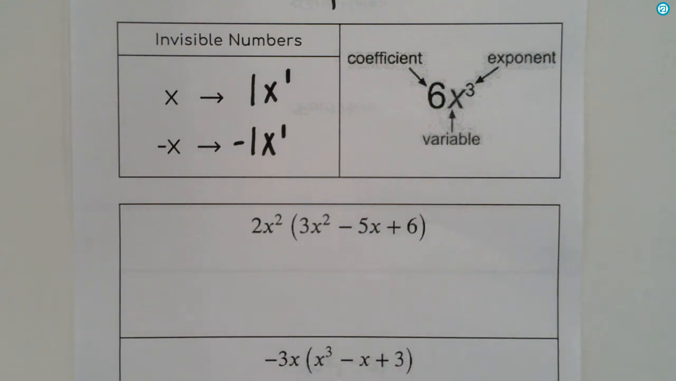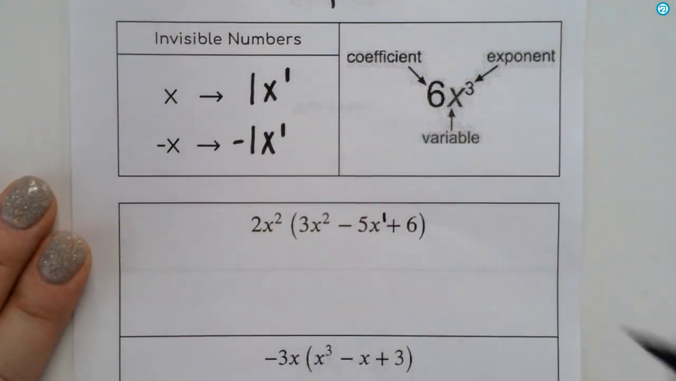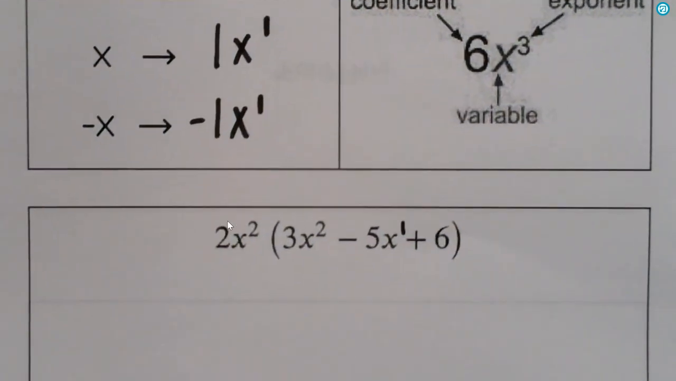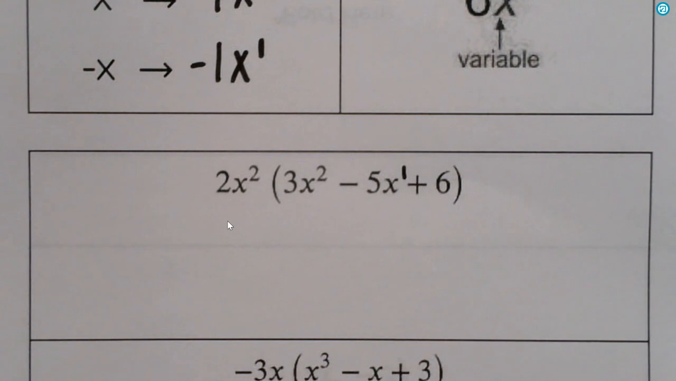So the first thing that I'm going to do is I'm going to put an imaginary 1 on this 5x. I'm going to make it minus 5x to the first. Zoom into that a little bit. Okay, so as I'm going through these, I'm going to say what I'm doing to make sure that you are listening. And if you miss why I put a number where I put it, ask about it.